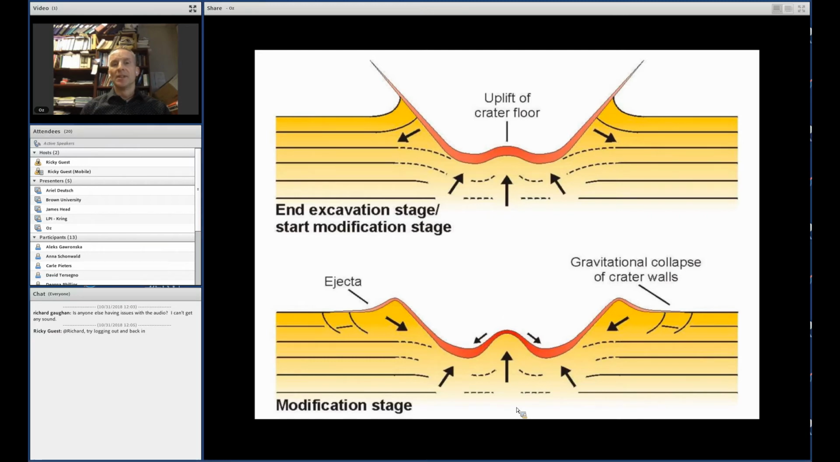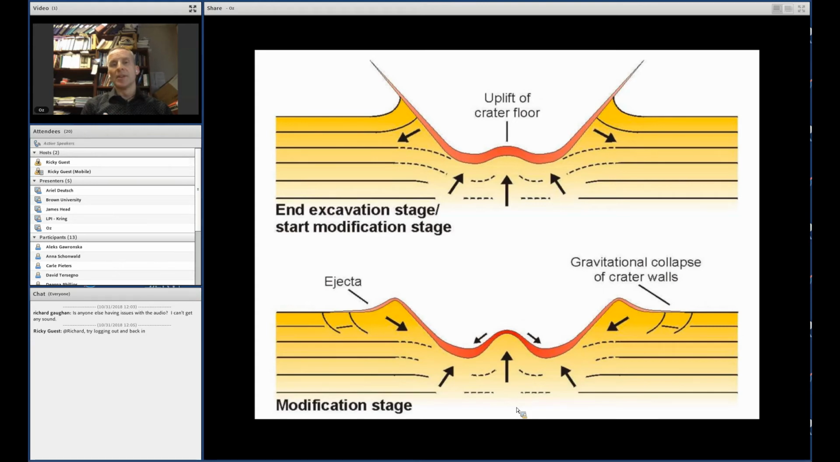again, above a certain size threshold, essentially the hole is unstable and gravity takes over. And so the walls of the crater collapse inwards, and then very critically, the floor of the crater uplifts to create what we call a central uplift. And that's shown schematically at the end of the excavation stage and into the modification stage. And I'm sure Brandon will touch on this later on and show it in some numerical models.